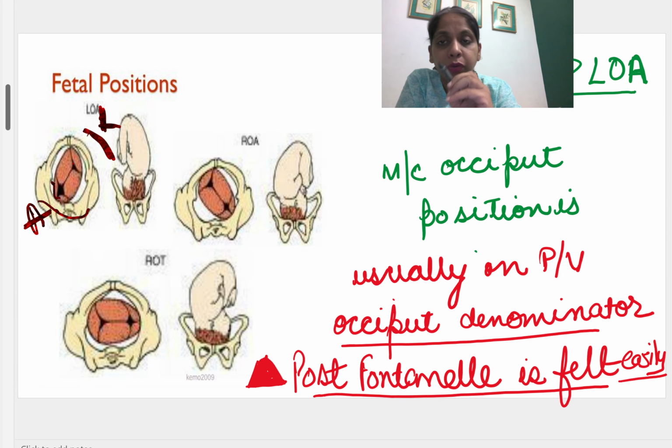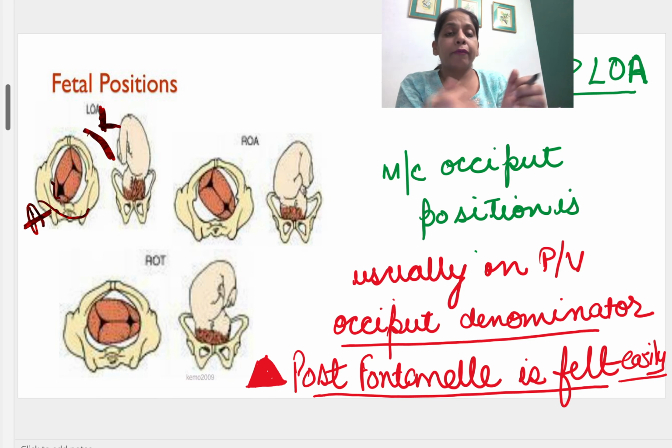So now we know that the posterior fontanelle or the occiput is in the left direction. So we will name this position left occiput anterior, right? The posterior fontanelle was in the anterior direction near the pubis, so the occiput is also near the pubis. So now this is known as left occiput anterior.